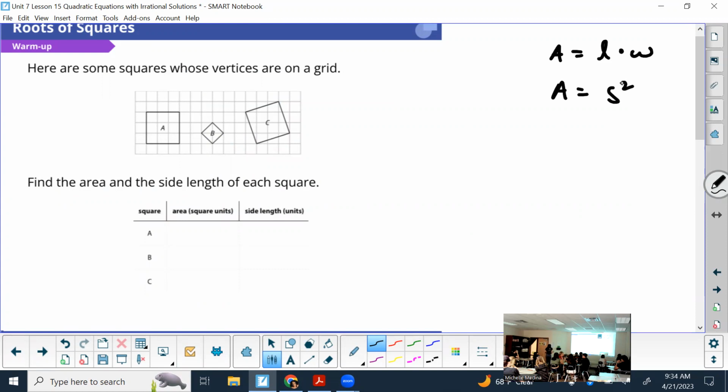So then who thinks they have the, let's do side length first. What's the side length of square A? 3 for the side length, so count 1, 2, 3 units, which makes the area 9. However you did it, 3 times 3, 3 squared, they both give you 9. All right, that one's easy because it's lined up along the grid that you can just count it. Could you do that with square B? No. Did anyone get the side length for square B?